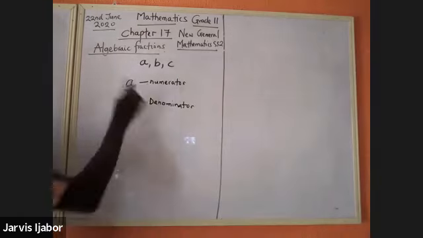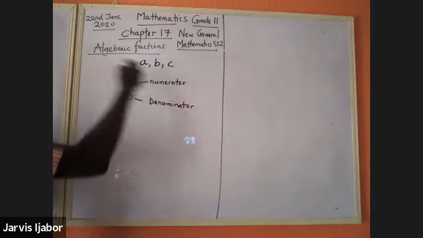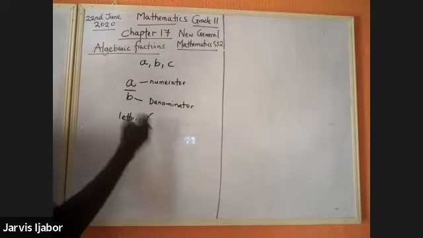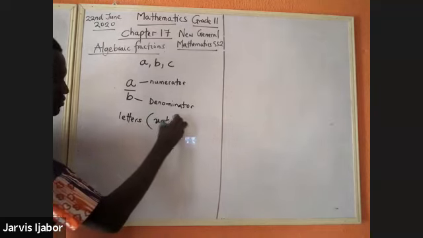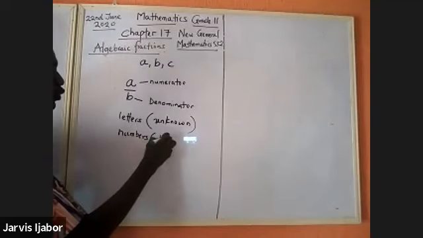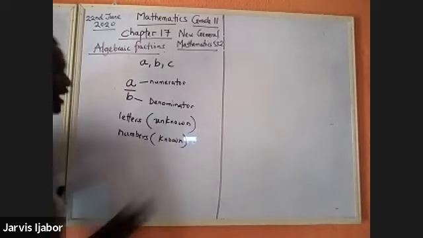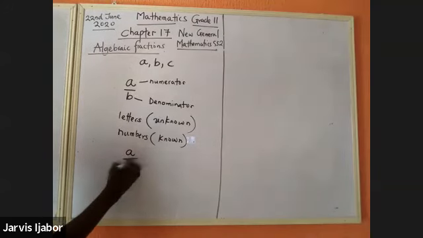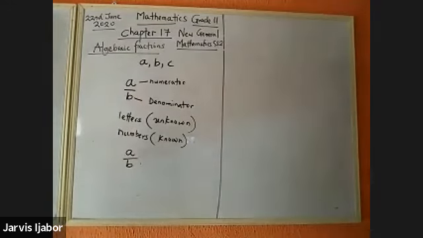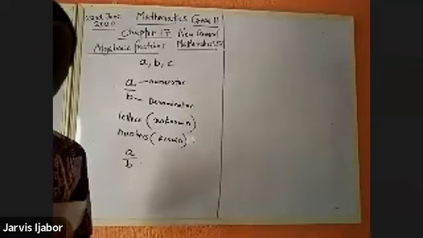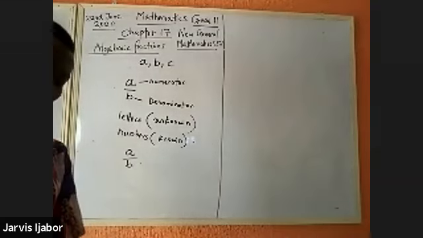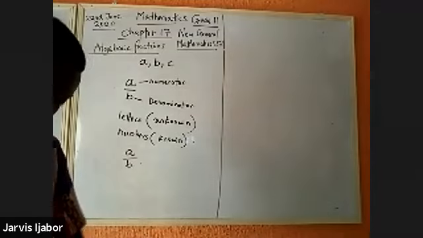Now, in algebra we are concerned with letters. These letters are described as unknowns, of the form A over B, where A and B are letters of the English alphabet used to express algebra. Okay, now putting these two ideas together, what then is the scope or understanding of algebraic fractions?